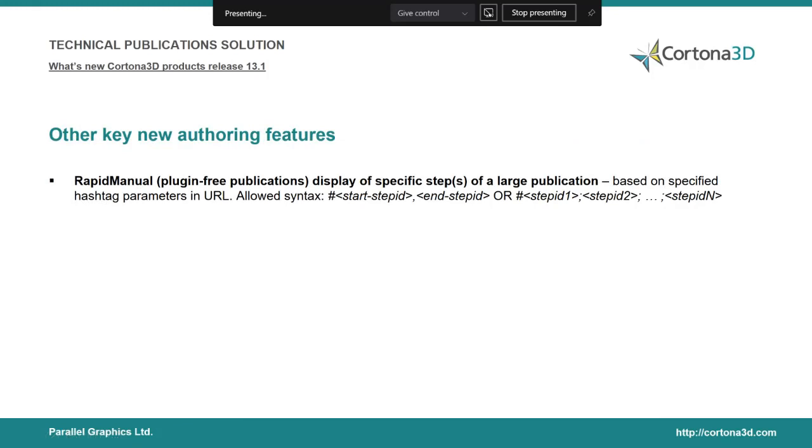Now, some other features also quite useful to some users. In RapidManual specifically, and with plugin-free publications, there is a feature now that allows you to display only a specific step or range of steps of a larger publication. So instead of cloning a larger project and splitting those steps, it is now possible to generate a URL. It is possible to specify those steps in the URL string with hashtag parameters.